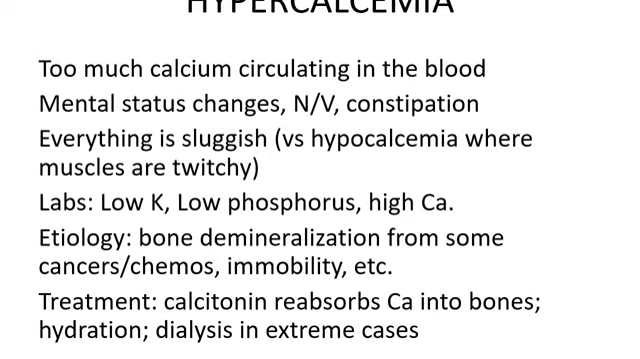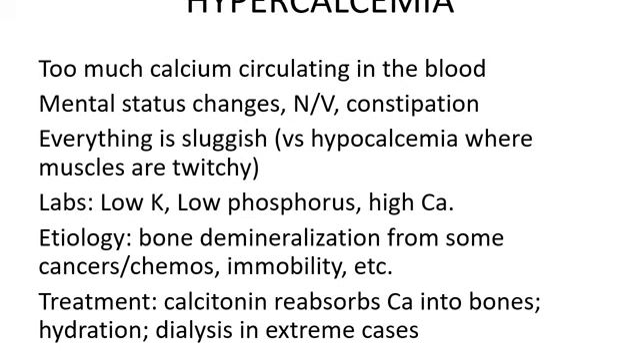Hypercalcemia, too much calcium circulating in the blood, causing mental status changes, nausea, vomiting, constipation. So think with hypercalcemia, everything is sluggish, versus hypocalcemia that you learned about back in, I think, Nursing 110, where you have the twitchy muscles, everything's twitchy. So hypercalcemia, everything is sluggish. We have low potassium, low phosphorus, we have high calcium, we have nausea, vomiting, constipation, fatigue, muscle weakness, loss of reflexes, paralytic ileus.